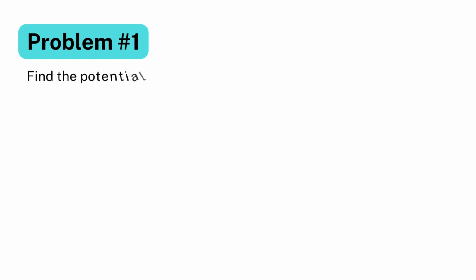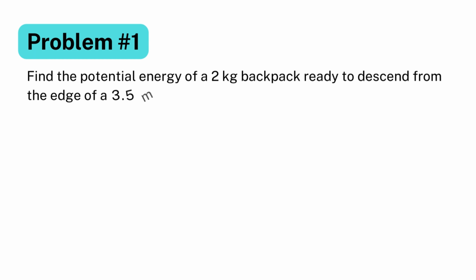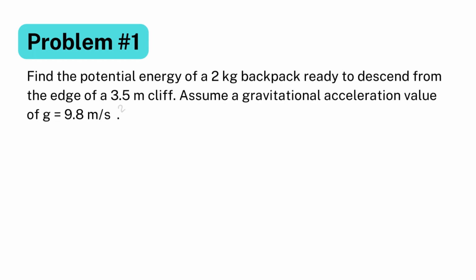Find the potential energy of a 2 kilograms backpack ready to descend from the edge of a 3.5-meter cliff. Assume a gravitational acceleration value of g = 9.8 meter per second square. Write down the provided data, plug in the values into the formula, and calculate the potential energy as needed.